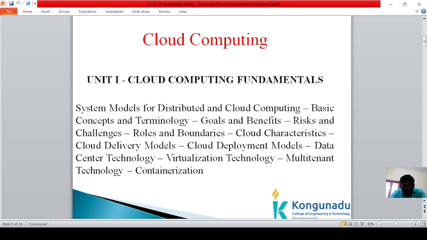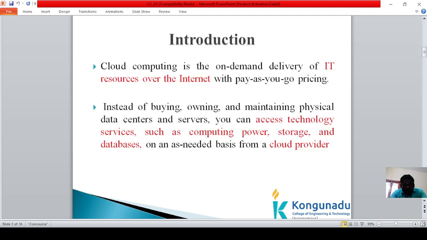So the main objective is you have to understand the basic concepts of cloud computing. If you know these topics, you can easily understand the fundamental concepts of cloud computing. Okay. So first one, introduction.